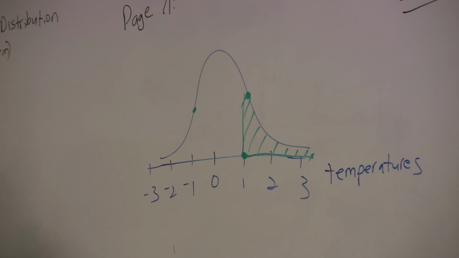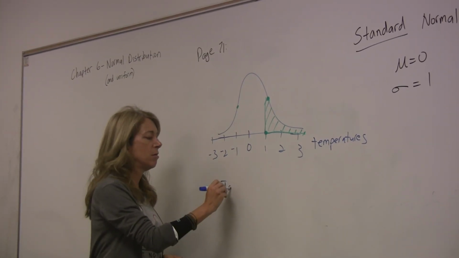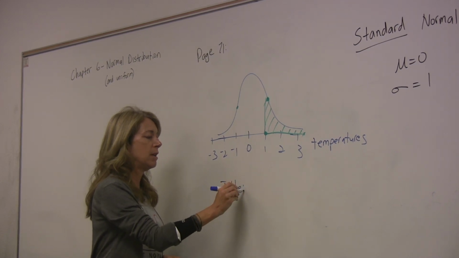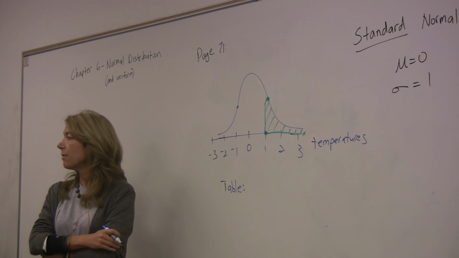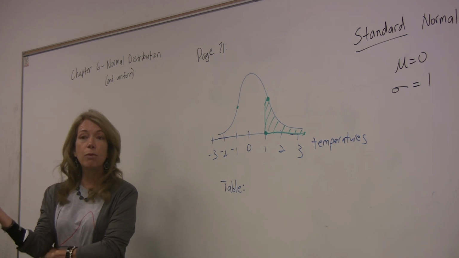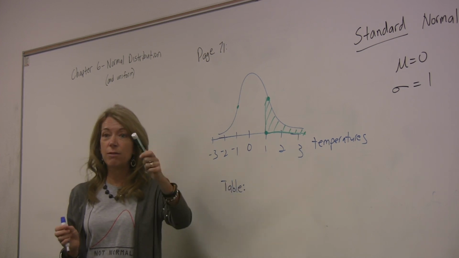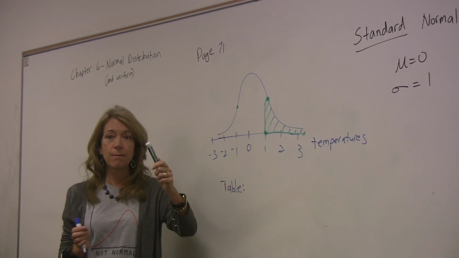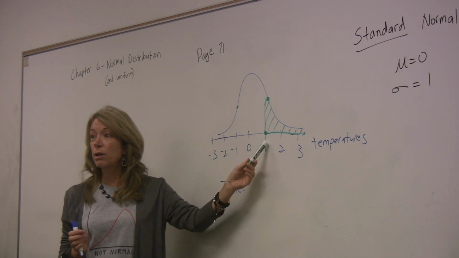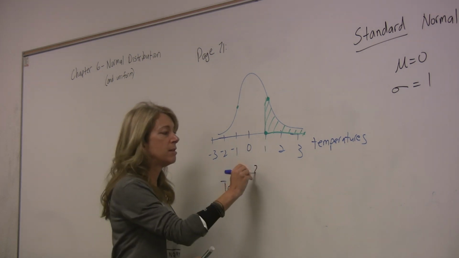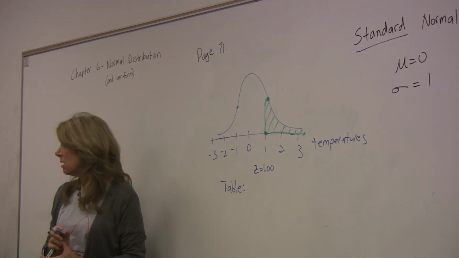If I was going to use my table, what would I do? You would start with negative. I would start with looking up 1. I still look up my number 1. Did you say -1, Kirsty? No, I said -3. Ah, different problem. But we're talking about 1. So I would look up 1.00 on my table because that's my z.